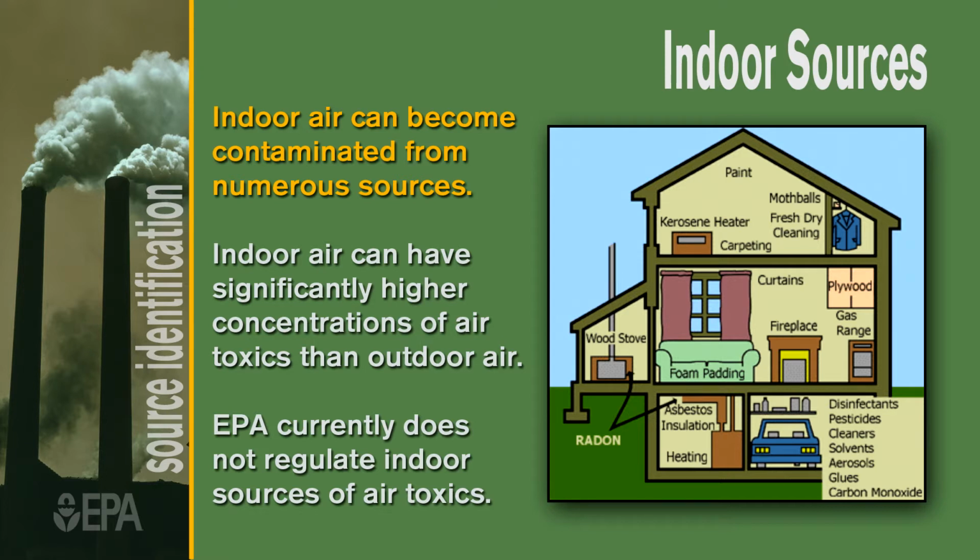Other sources within your homes or in your offices are chemical supplies that we use for cleaning our homes, or pesticides. We also have glues and solvents and other aerosols. Our heating and our cooking are other sources of air toxics within our homes. And then the different types of materials within our homes release air toxics, such as plywood, countertops, mothballs, our dry cleaning bags and carpeting. EPA does not currently regulate sources of indoor air.